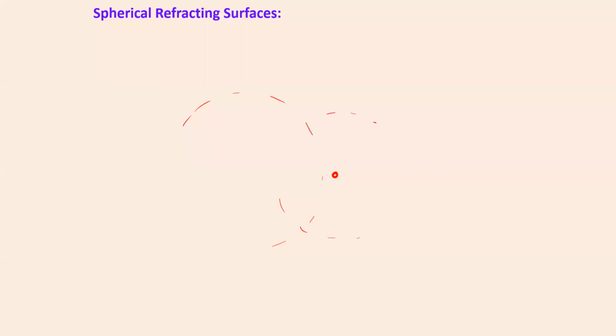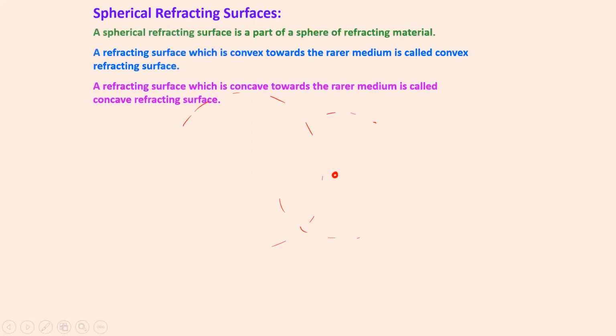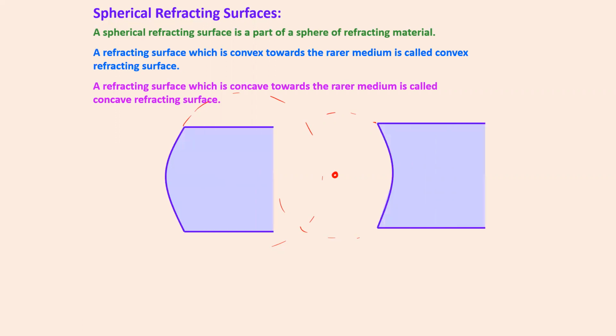Okay, so as in the last class, we learned about spherical refractive surfaces. What are these spherical refractive surfaces? A refractive surface is a part of a sphere of refractive material. From the diagram itself, we understood this already. We completed this part. In the first diagram, you can see a convex refracting surface. We are not talking about a convex lens or convex mirror, but a convex refracting surface.